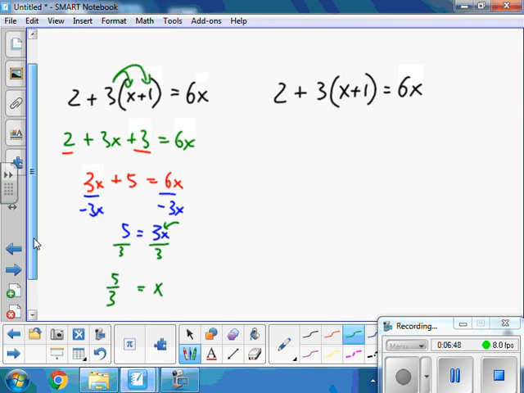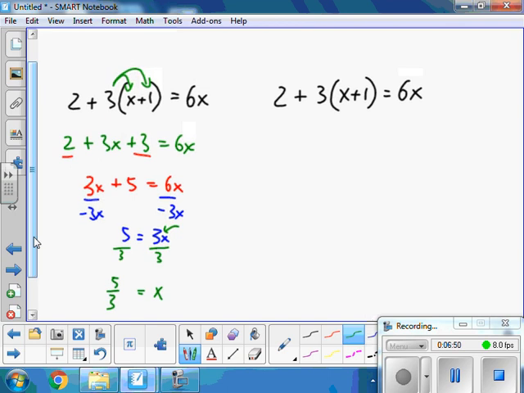5/3. Now I'm going to look again and see, is there anything I can simplify with? Can I do the 2, the 3, and the 6? There's actually nothing that I can divide everything by that'll help me, so I'm not going to do that.